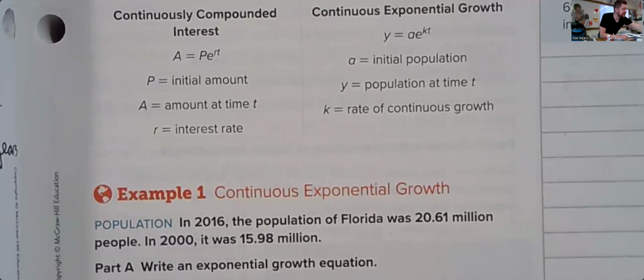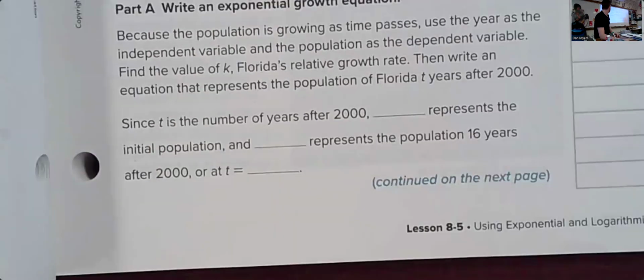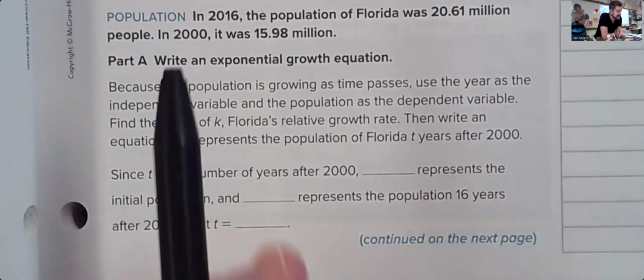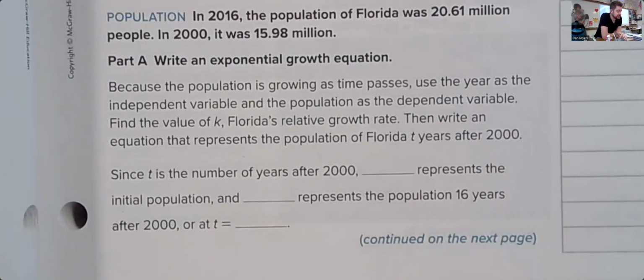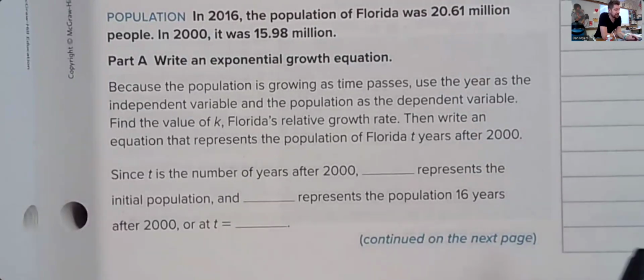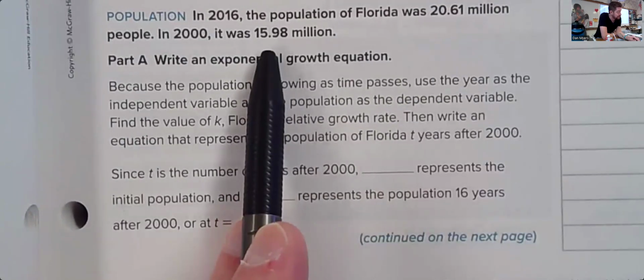So let's just go ahead and jump into this first example, because I think we'll be able to move pretty quickly today. We're talking about Florida and the population of Florida. So in 2016, 2016 was 8 years ago. Geez. The population of Florida was 20.61 million people. In 2000, it was 15.98 million people.